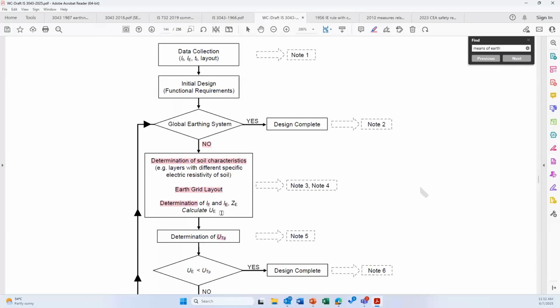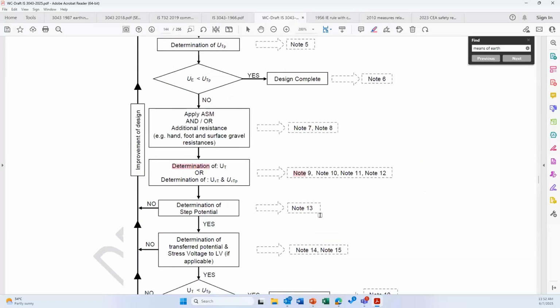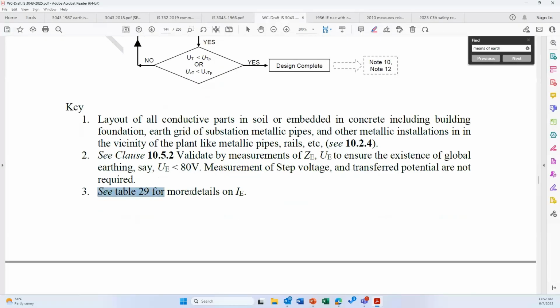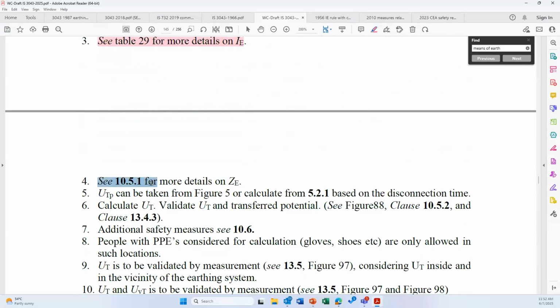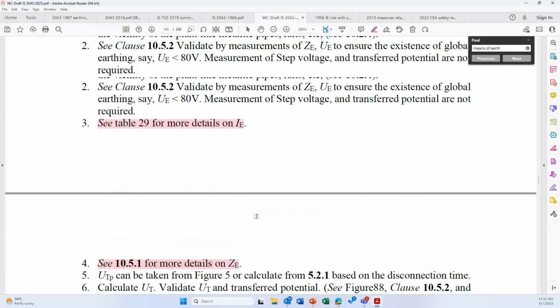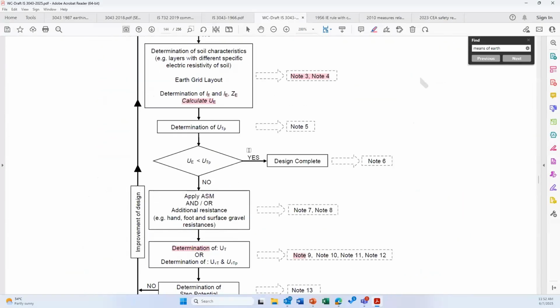IE is the earth current, the partial earth fault current which is flowing through the earth electrode. Then you determine the ZE, which is the impedance of the earth electrode, and you have to calculate UE, the earth potential rise. Generally we also say GPR, ground potential rise, which is earth potential rise. Ground is not the word which we should use in India. So we have the UE, which is the earth potential rise. You can also take the help of note 3 and 4. Note 3: see table 29 for more details on IE. The current which is flowing through the earth electrode can be calculated based on this. And note 4: 10.5.1 for more details on ZE. So you can find out more information about these two.